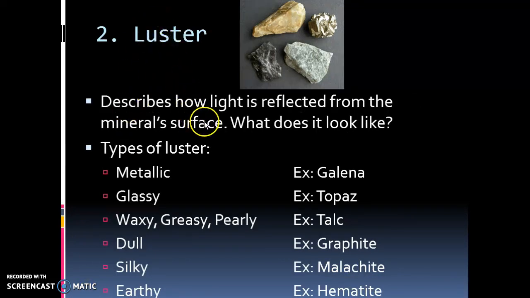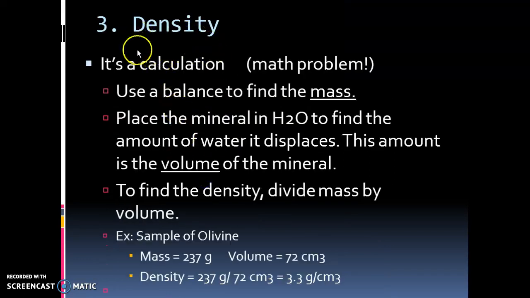Luster, how shiny something is. Is it very, very shiny like a metal, or is it really, really dull like graphite, or silky, or earthy, meaning that it looks kind of like dirt? It has no reflective properties. So luster is just how shiny something is. Density you should be pretty good at this by now, but remember we can calculate density, mass divided by volume, and once we find density, we can compare that to all known densities, and then we can find out which mineral it is based on its density.